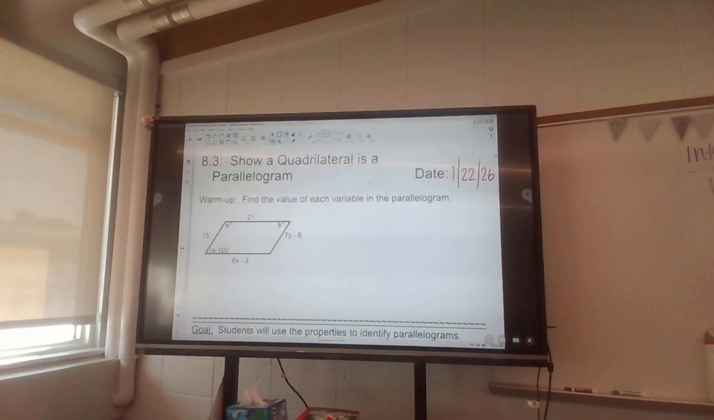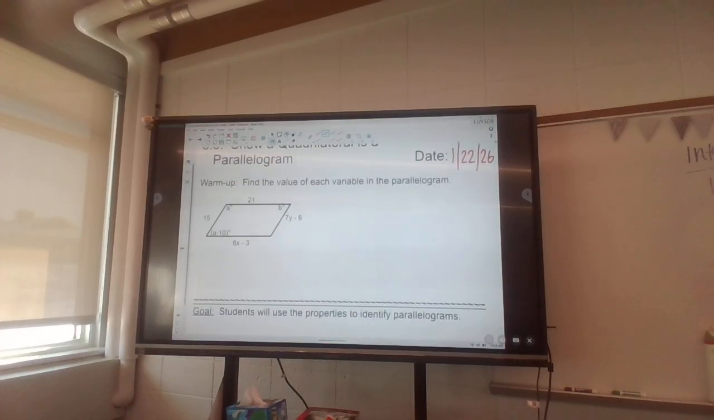Okay, so actually our warm-up question is pretty similar to what we just did as our homework quiz. So again, trying to remember those properties of parallelograms. Going off of what Mia did on the last one, hopefully you can realize we're going to set these two equal to each other. The opposite sides should be equal, so I'm able to set that equal to each other. That's almost identical to what we did on the homework quiz.